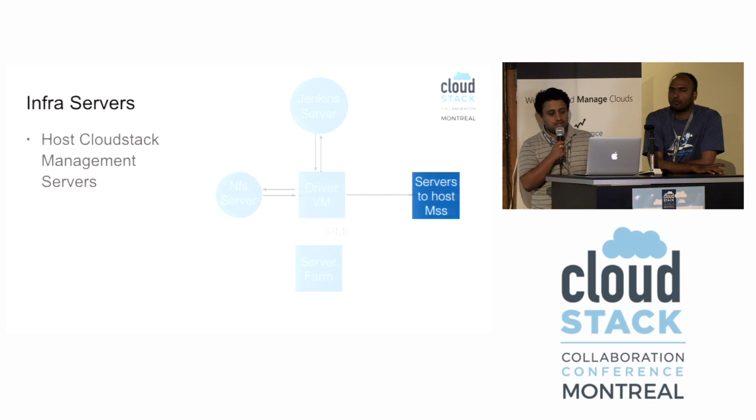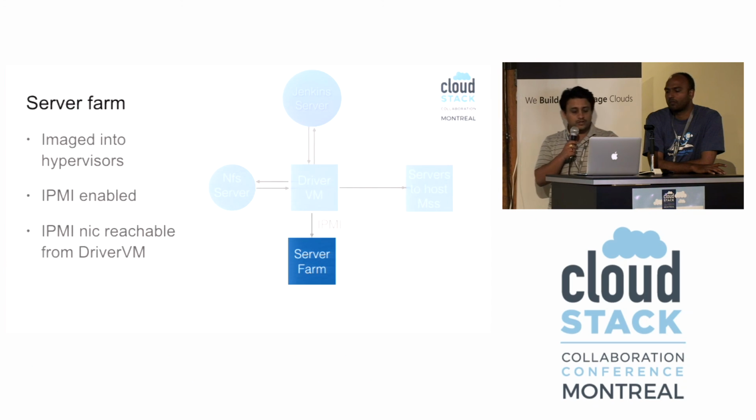Once that is done, the driver VM sends further instructions to image the host. So it goes and talks to the server farm. Server farm is just a set of IPMI enabled hosts to which the driver VM can talk. Depending on the type of configuration that we are using, it will look at that and go and image the required hypervisors. Supposing we want to create a Xen server based setup, it will look at the configuration, see that the hypervisor type is Xen server, and configure the PXE settings in Cobbler so that when this particular machine is restarted, it will start PXE booting and boot a Xen server machine.